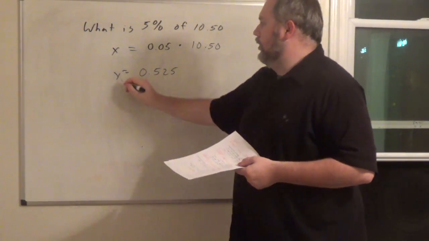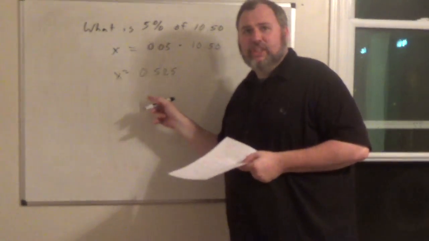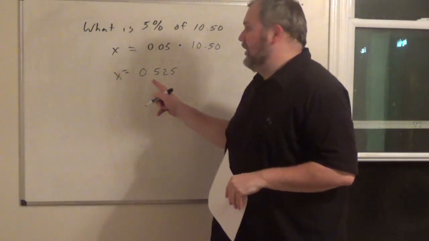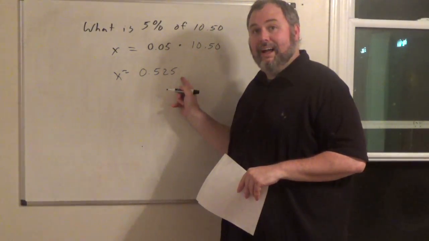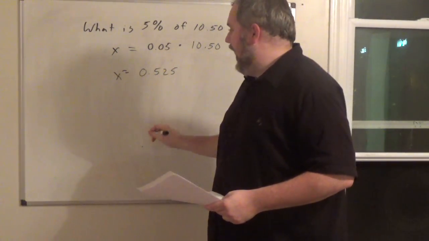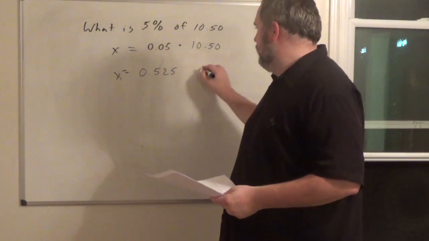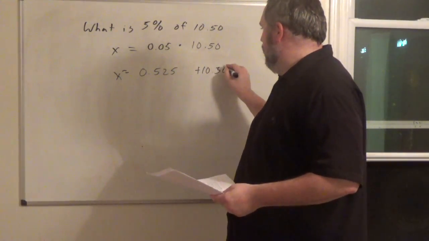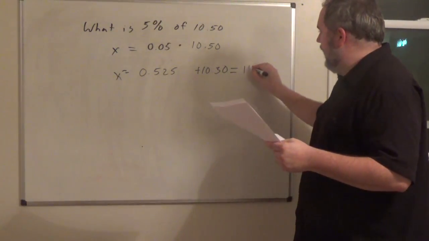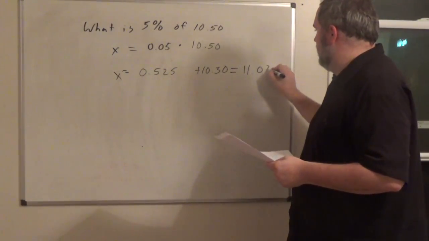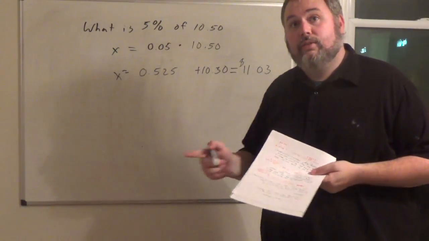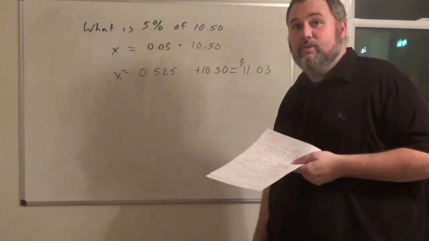0.525. All right, so this is how much Josh is actually going to get on top of his normal pay. He's going to be given a raise of $0.525. All right, so what you're going to do now is add this back to $10.50. And when we do, now we'll go ahead and round it. We're going to get $11.03. So Josh got a 5% increase, and in doing so, he is now getting paid $11.03.